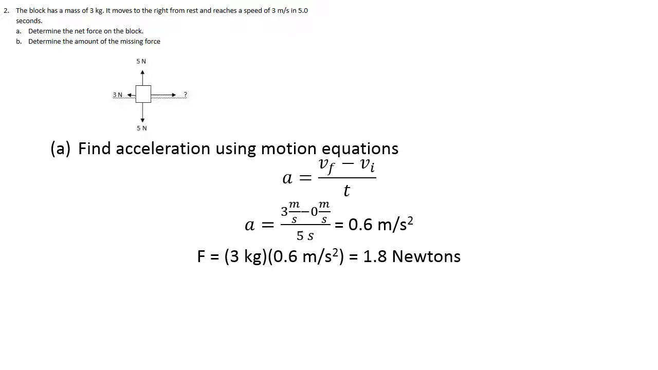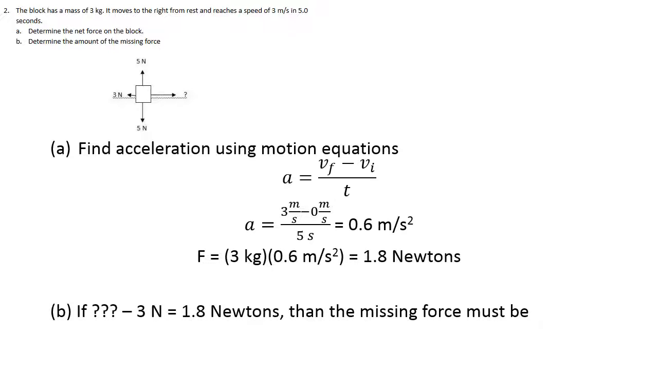Now I want the amount of the missing force. Well, I know it's got to be more than 1.8 because it wouldn't go forward in that direction if it didn't have a force greater than 1.8. So I said, well, if whatever the missing force is, minus 3 gives me 1.8, then the missing force has to be 1.8 plus 3, or 4.8 newtons.